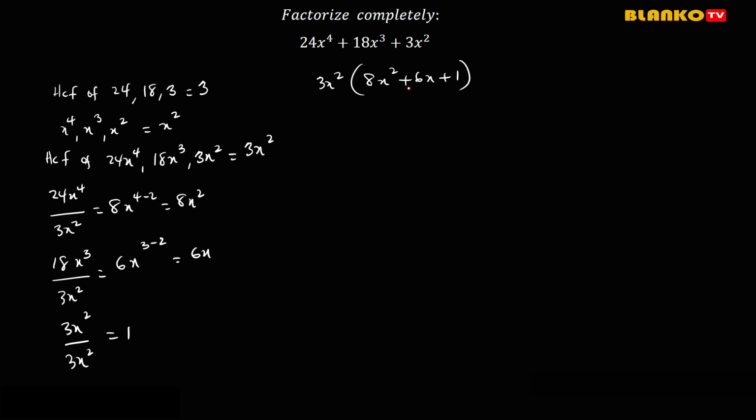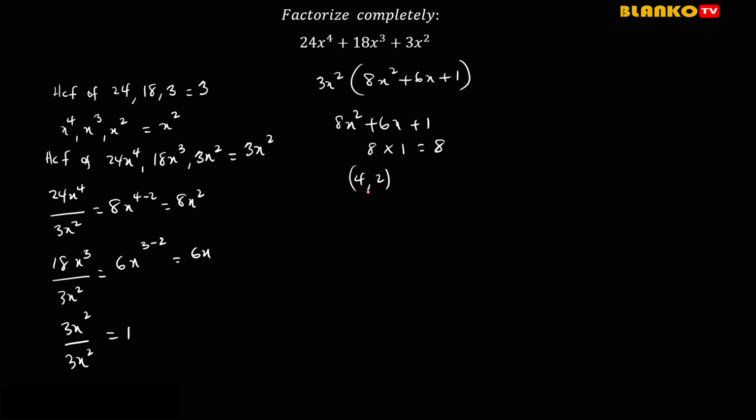When we look at the expression in the bracket, it's a quadratic trinomial. So we are going to factorize this quadratic trinomial, 8x^2 + 6x + 1. We multiply the coefficient of x^2 by the constant, that is 8 times 1, which is equal to 8. So we take two numbers that when we multiply, we get 8, but when we add, we get the coefficient of x, which is 6. These numbers are 4 and 2.